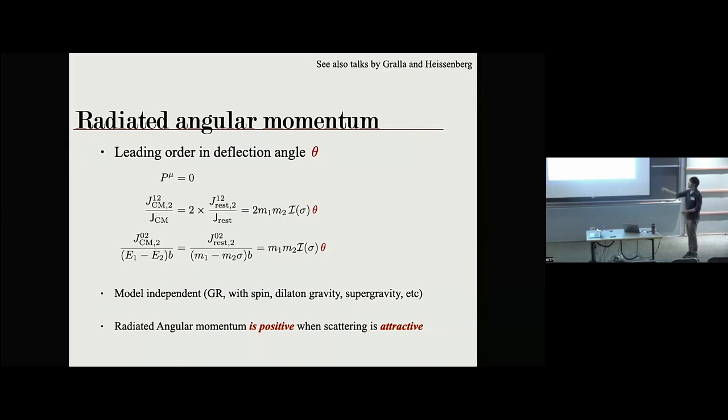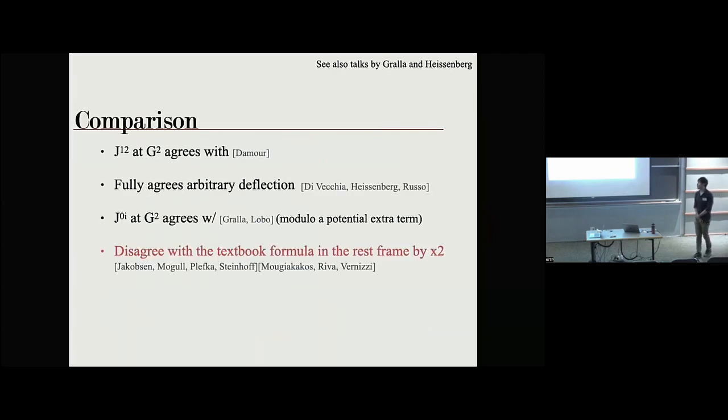So this is the leading order G-squared result, and we can compare with the known literature. At G-squared, we agree with Manohar, Ridgway and Shen. Soon after our paper, there's a very nice result from Di Vecchia, Heissenberg and Russo. They calculate this for arbitrary deflection, and we also fully agree. For the J0i component at G-squared, we also agree with Gralla and Lobo, and Sam's module a potential extra term, which Sam will discuss more tomorrow. But one thing we really disagree on is the textbook formula that I showed earlier. We did the calculation ourselves, and others also calculated this in the rest frame, and we all agree that our formula disagrees with the textbook formula.